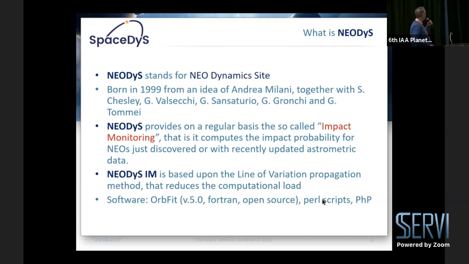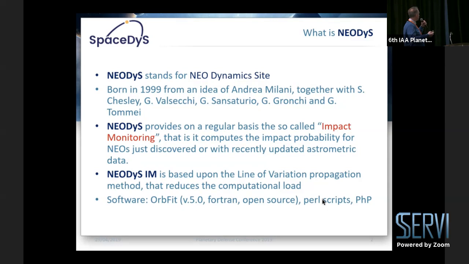Valsecchi and Jenny Saturio. NEODyS since then has been providing the so-called impact monitoring, computing impact probabilities for NEOs, just discovered NEOs, or NEOs that got new observations from observers. The main contribution from Andrea Milani was that he introduced the line of variation propagation, and that allowed to improve the computation of the impact probability. Instead of using, for example, 1 million virtual asteroids like for the Monte Carlo, you can reach the same level of probability with much less representatives.